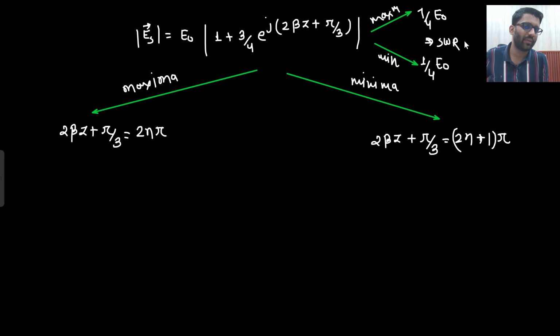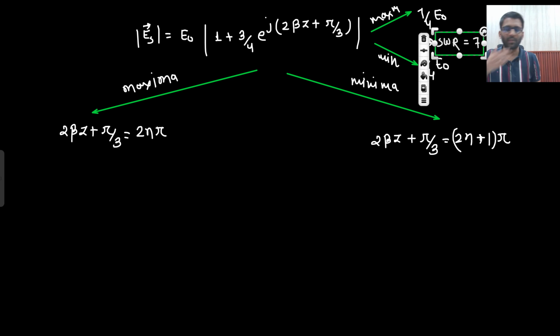7 by 4 E naught divided by 1 by 4 E naught, it would be 7 only. So there is no change in standing wave ratio. Now we need to find the location of maxima and minima. So that is a task for us. So let's find it out.